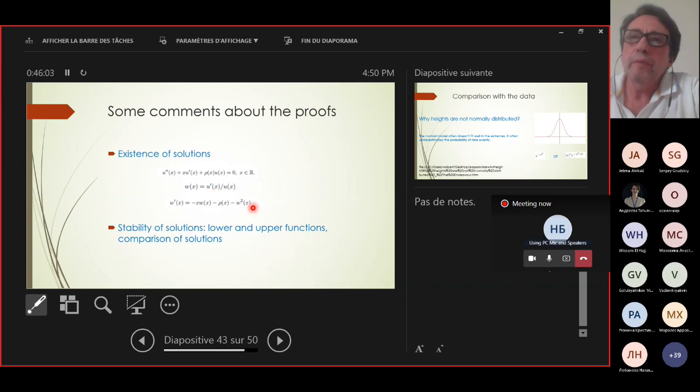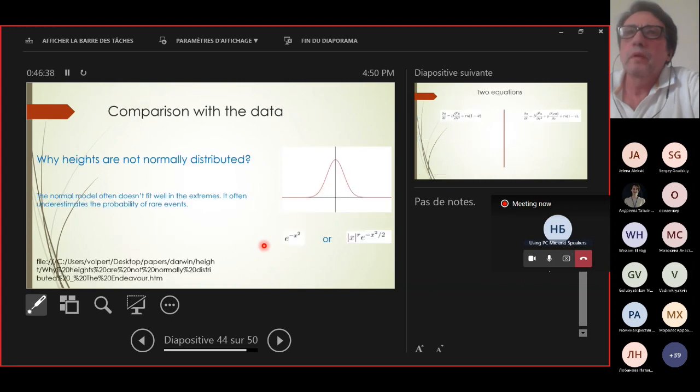We obtain another equation for this new variable, and then there's quite subtle analysis of behavior of solutions of this equation at infinity, and like that we can prove the existence of all these solutions. Stability of solutions is studied by quite a usual, conventional method of lower and upper functions and comparison of solutions. So I stop on that about the methods of proof.